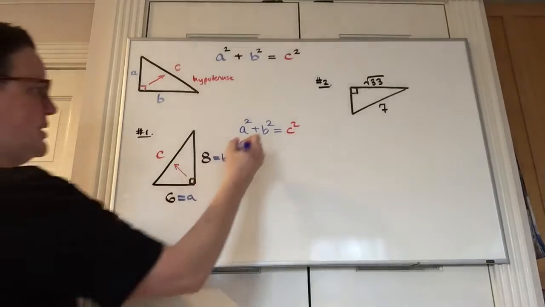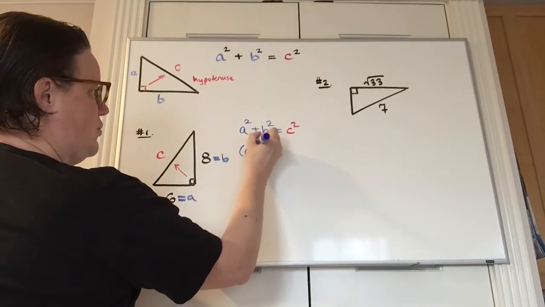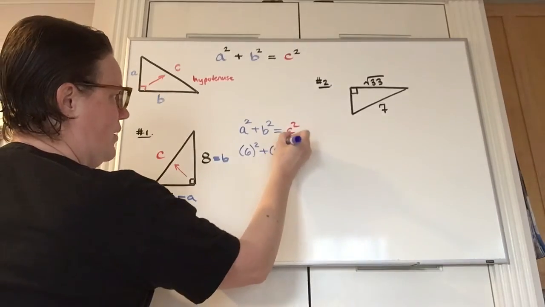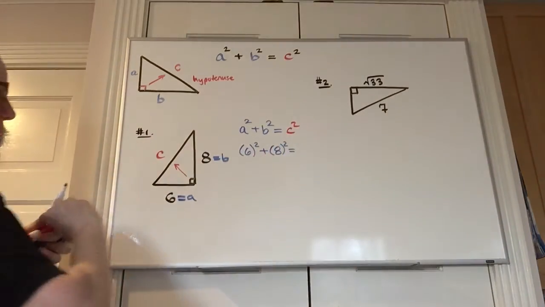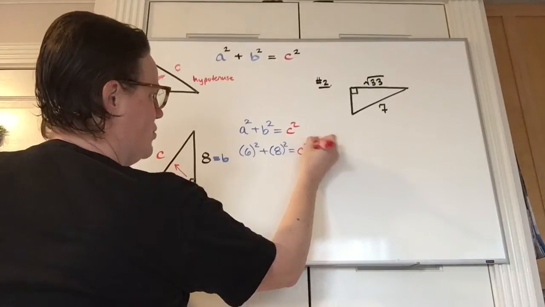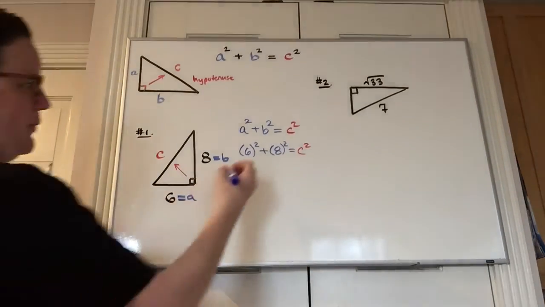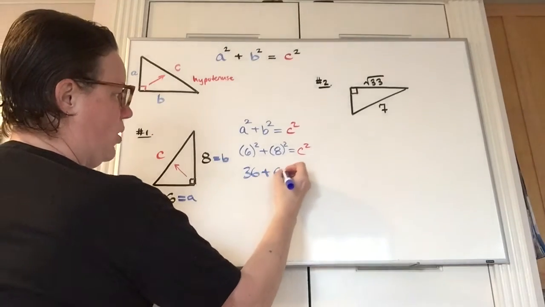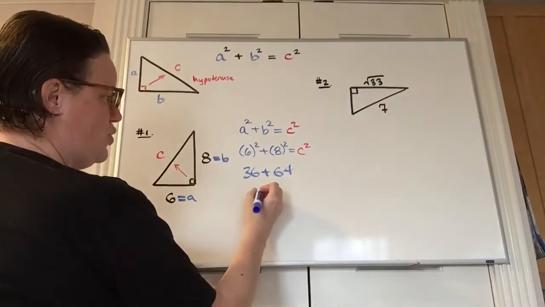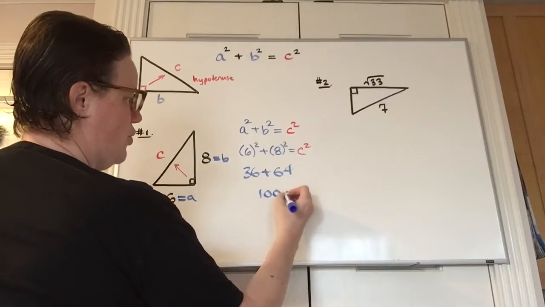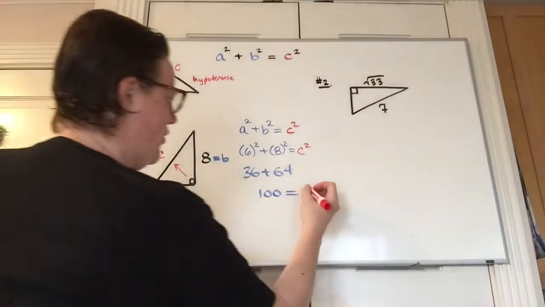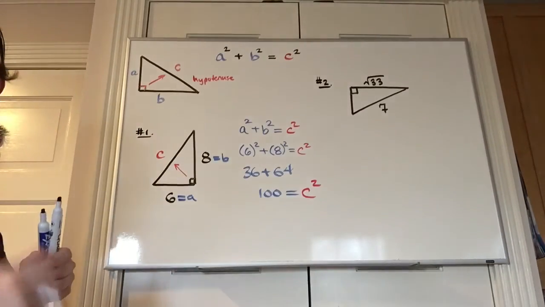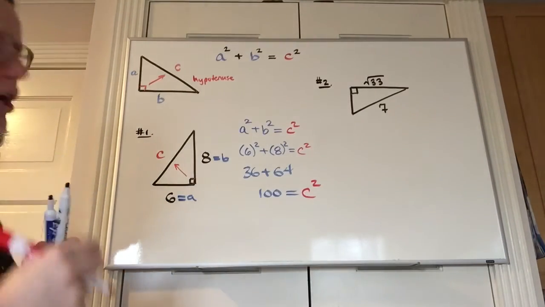The length of side A is 6, so first I'm going to do 6 squared. The length of side B is 8, so I'm going to do 8 squared. And that is going to add up to the hypotenuse's length squared. So 6 squared is 36. 8 squared is 64. Those two add up to 100. So 100 is the length of side C squared. C isn't 100, but whatever C is, if you square it, you'll get 100.